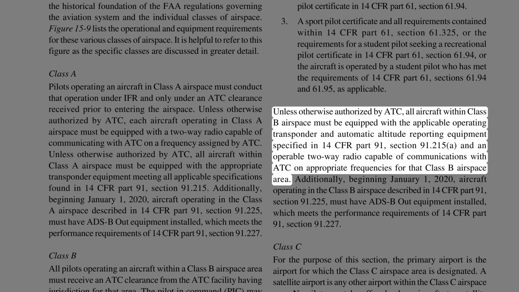Unless otherwise authorized by ATC, all aircraft within Class B airspace must be equipped with the applicable operating transponder and automatic altitude reporting equipment specified in 14 CFR Part 91, Section 91.215(a), and an operable two-way radio capable of communications with ATC on appropriate frequencies for that Class B airspace area.